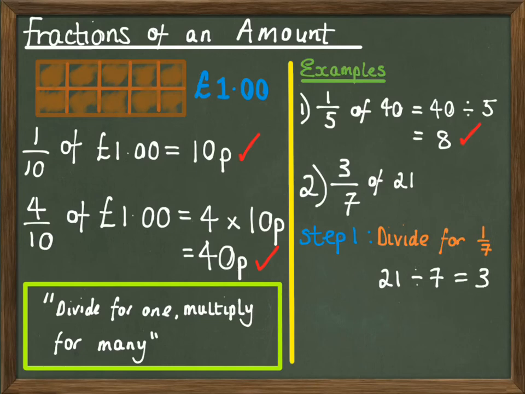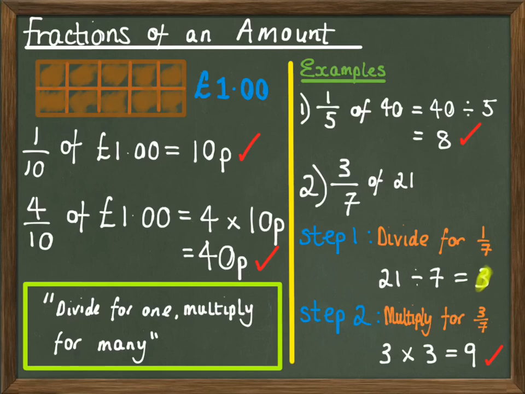Now, second part, multiply for many. So step 2, multiply for 3/7. If I know what 1/7 is, and I've said it's 3, then 3/7 is obviously going to be 3 lots of that amount. So 3, which comes from there, where I've highlighted the yellow, times by another 3, because it's 3/7, is going to give me 9. Okay, and that's all there really is to finding the fraction of amount.